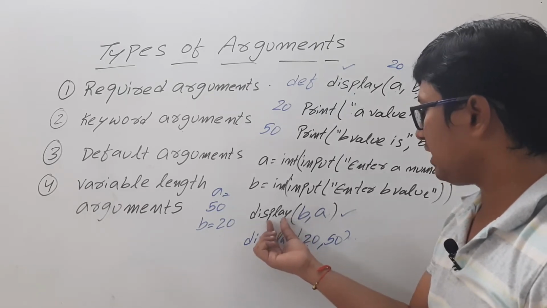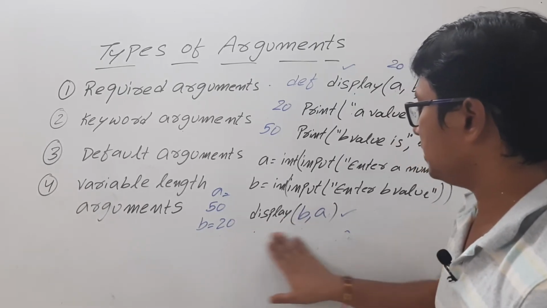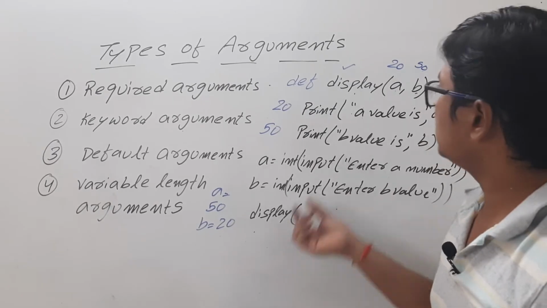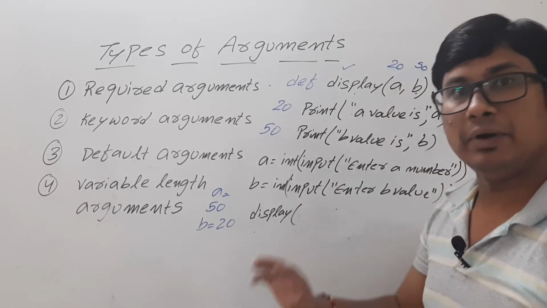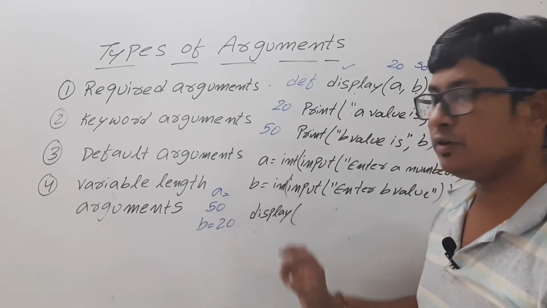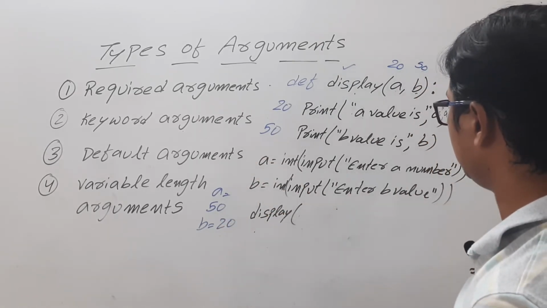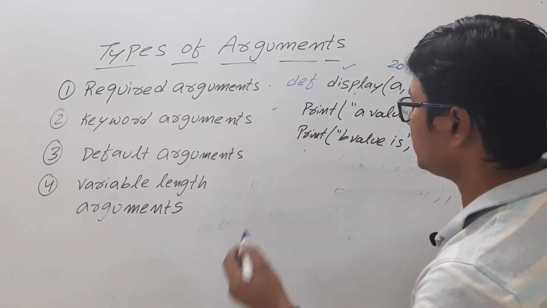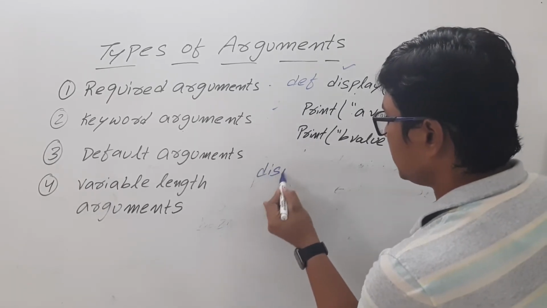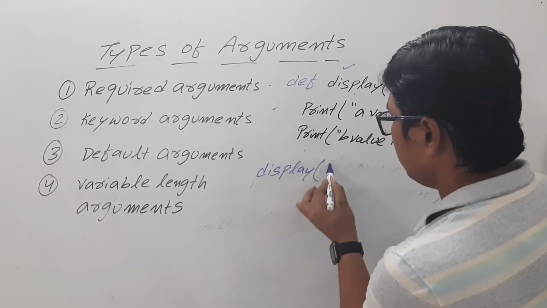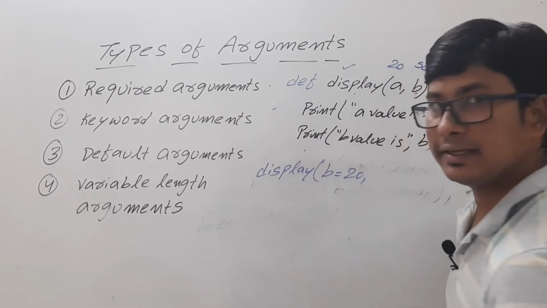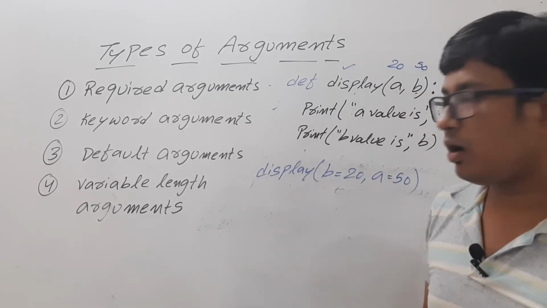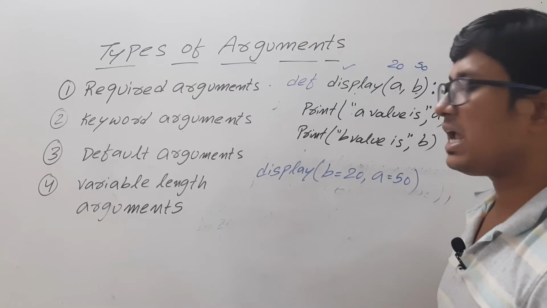Now look here. When I call display B comma A, what is happening? It is displaying 20 and 50. But I want to display whatever value I am passing, that value should be displayed. So instead of this, I will erase this part and simply call display B is equal to 20 and then A is equal to 50. Now I am calling the display function with the values 20 and 50.